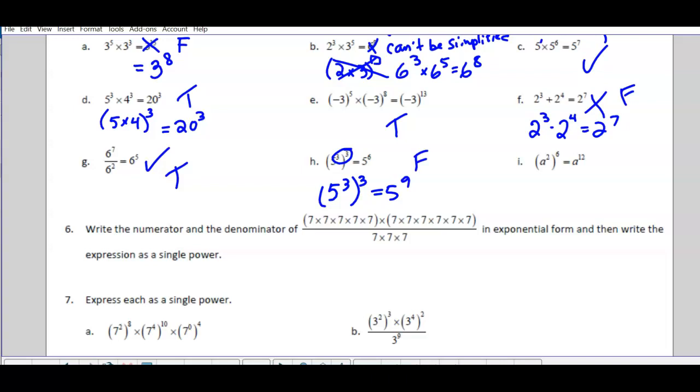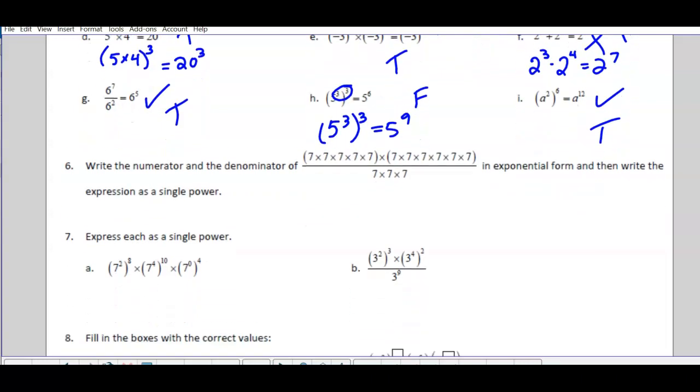And last one. Thumbs up. Anyone else? Thumbs up. Good. Another one. Good. Another. Yep. It's A to the 12. So this is correct. It's true. Power to power, you multiply the exponents.